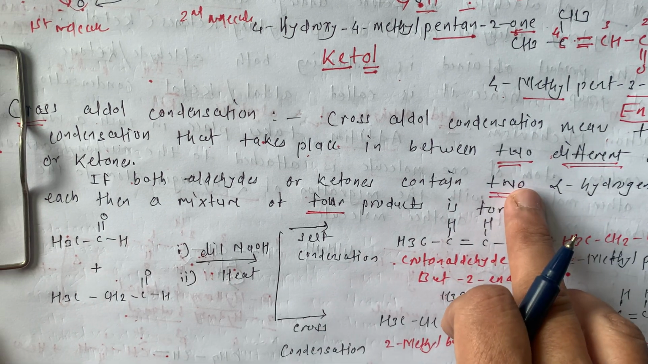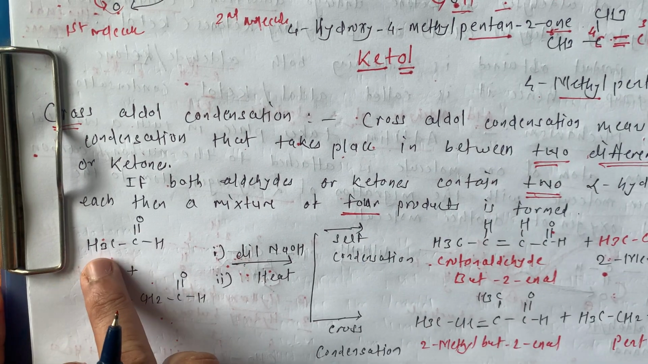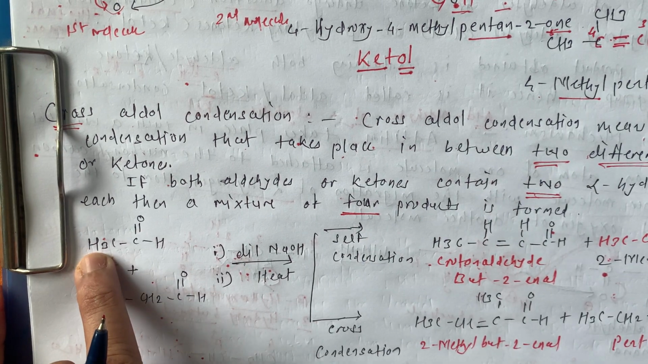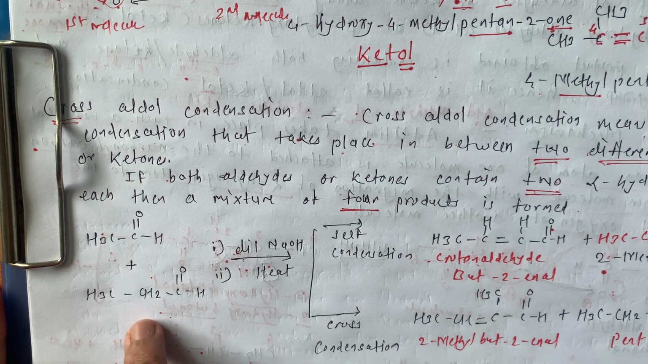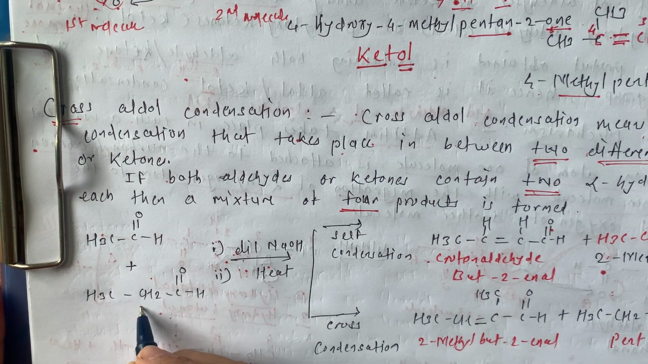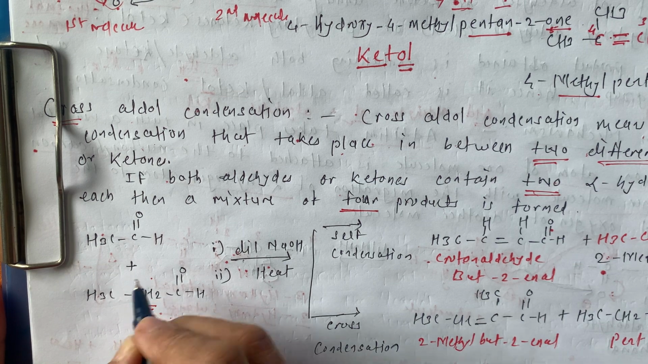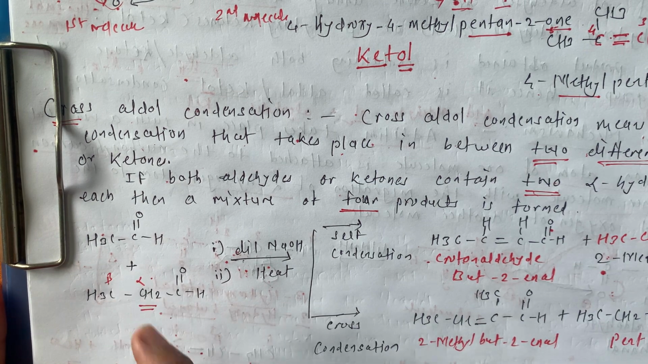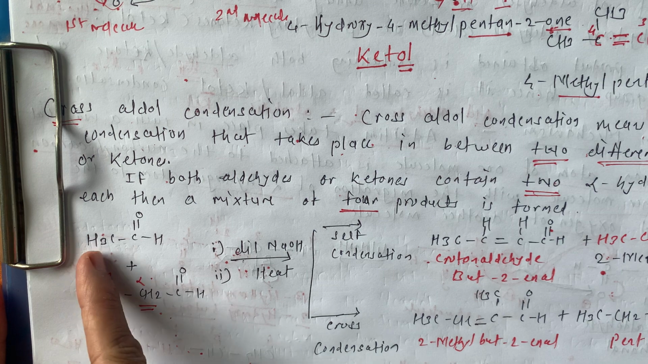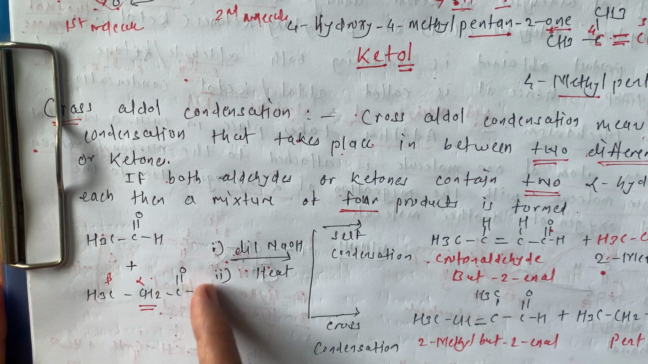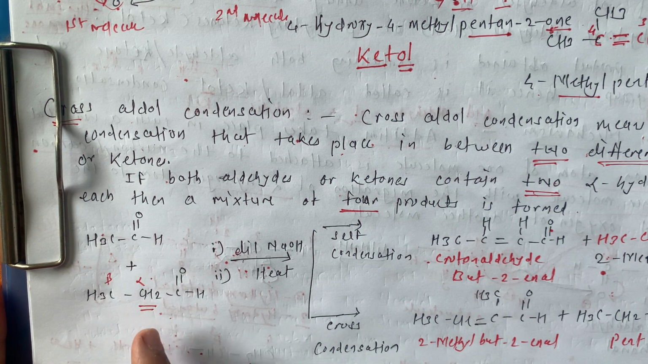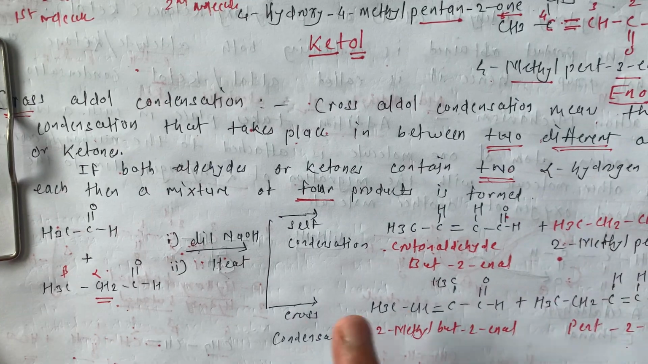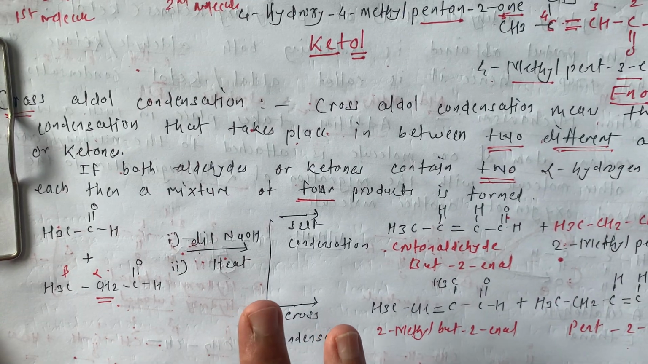Actually, in the previous example, there are three alpha hydrogens. But at least we want two. This is propanaldehyde, here are two alpha hydrogens. This is alpha, this is beta. So here are two alpha hydrogens, while these are the three alpha. It means one of the aldehydes or ketones must have two alpha hydrogens. Then we have four products.